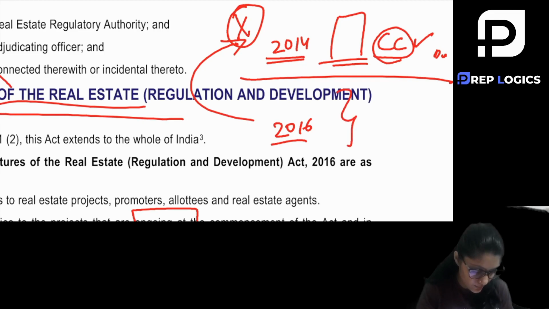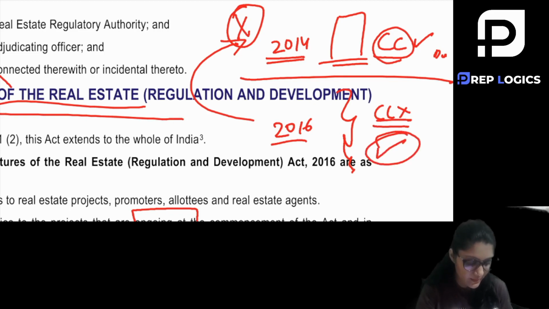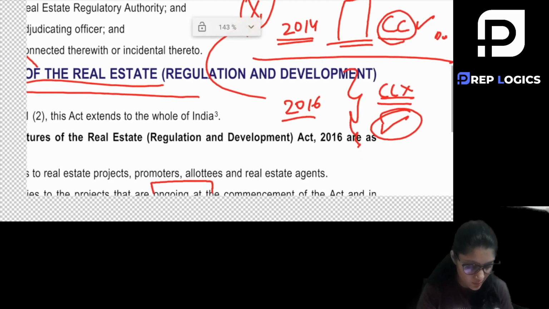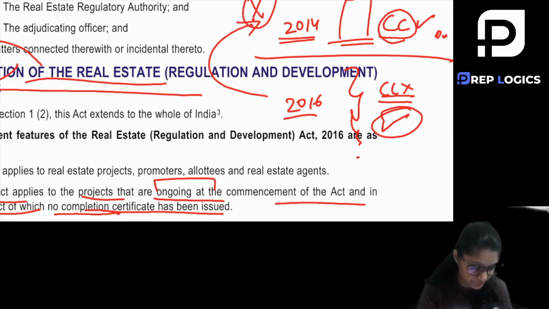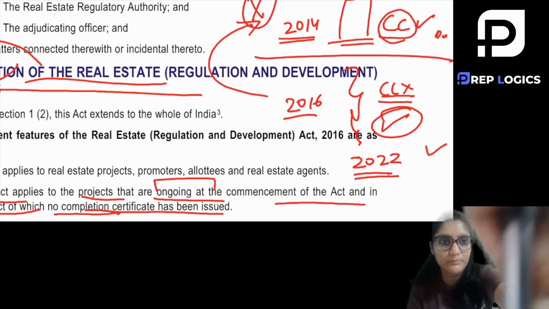But suppose some building is ongoing, is actually being built during 2015-16, and it has not obtained the completion certificate. Can the RERA Act apply to this kind of building? Yes, the RERA Act will apply to buildings that have not obtained their completion certificate before the commencement of the act. Now, can it apply to a building that is built in 2022? Yes. I hope you are able to understand this point.